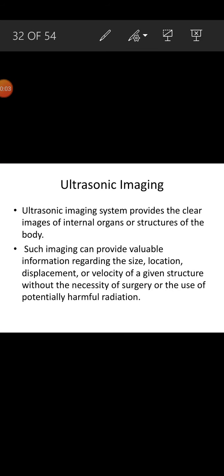Welcome to this module. In this module, let us have an insight into the ultrasonic imaging system. The most widely used applications of ultrasound in diagnostic medicine involve the non-invasive imaging of internal organs or structures of the body. Such imaging can provide valuable information regarding the size, location, displacement, or velocity of a given structure without the necessity of surgery or the use of potentially harmful radiation.